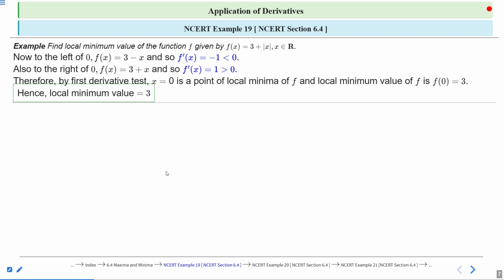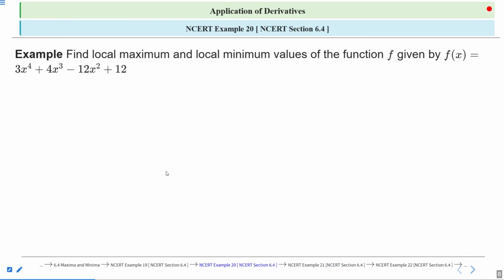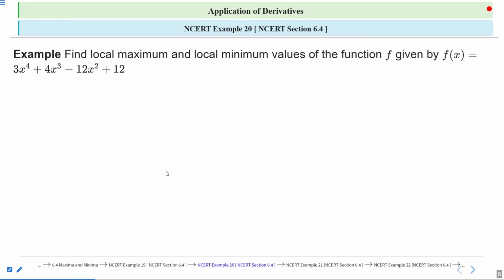Okay, let's move to the next part. Example 20, NCERT section 6.4. Let us see this example. Find the local maximum and local minimum values of the function f given by f(x) = 3x^4 + 4x^3 - 12x^2 + 12. You need to find the local maximum and local minimum values of the given function f.